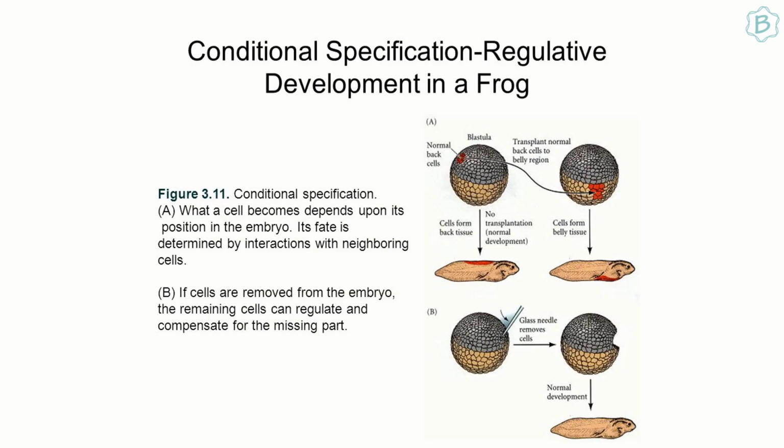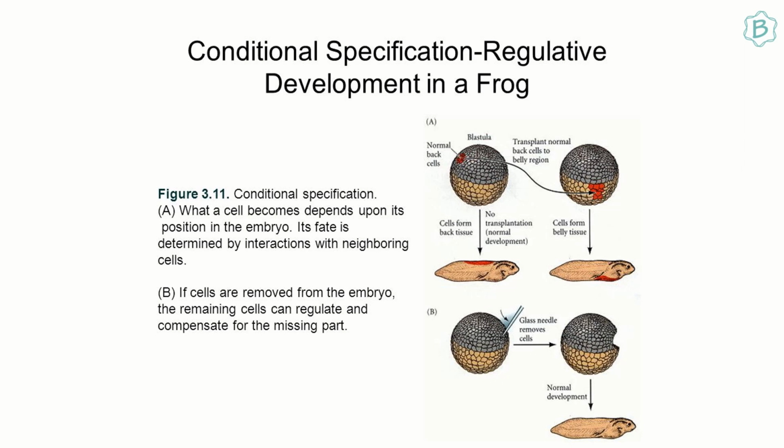Here is an example of development in frog. I am just giving a brief overview. We will read it in detail when we study the frog developmental part. First thing is that it is a conditional specification. Why? What a cell becomes depends on its position in the embryo, meaning its fate is determined by interaction with the neighboring cells. If cells are removed from the embryo, the remaining cells can regulate and compensate for the missing part.